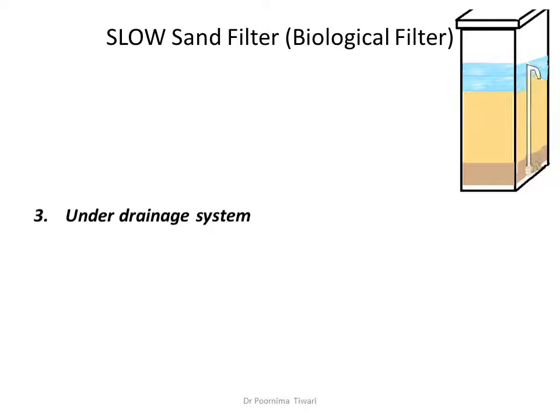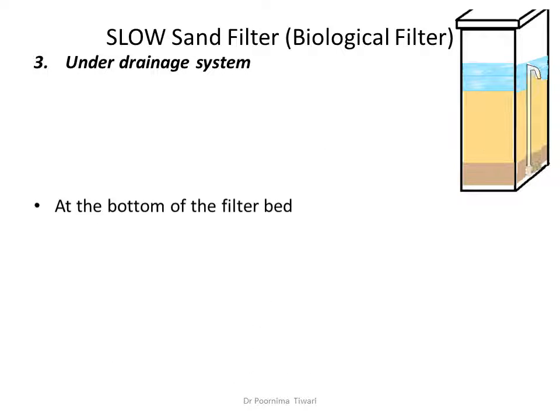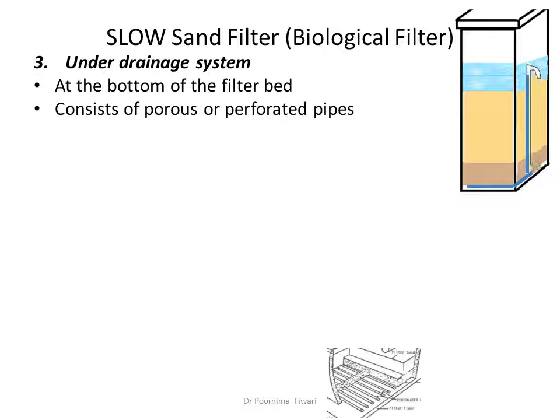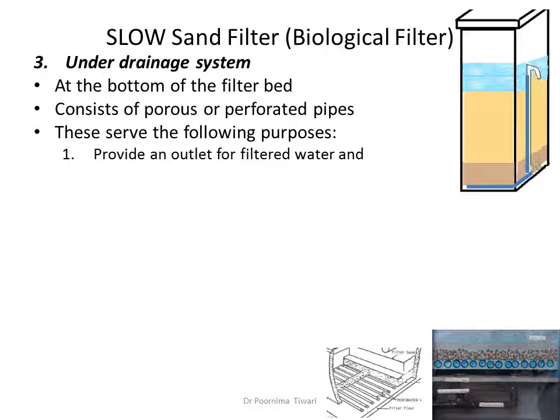The third layer of the slow sand filter is the underdrainage system, which is at the bottom of the filter bed and consists of porous or perforated pipes. The perforations are on the sides and not on the top to prevent the sand from flowing into the pipes. These pipes serve the following purposes. One is to collect the filtered water through the perforations and provide an outlet for the filtered water. Also, they support the filter medium above, that is, form a network over which the gravel and sand are supported.